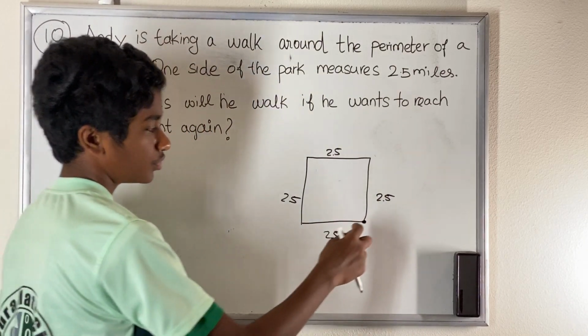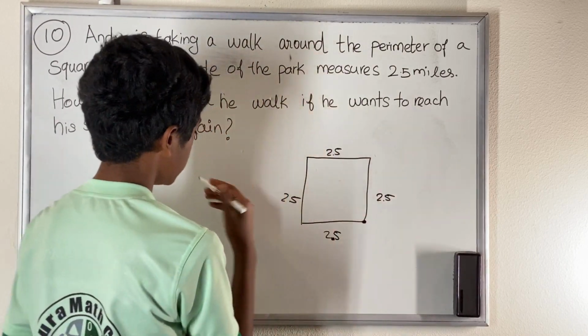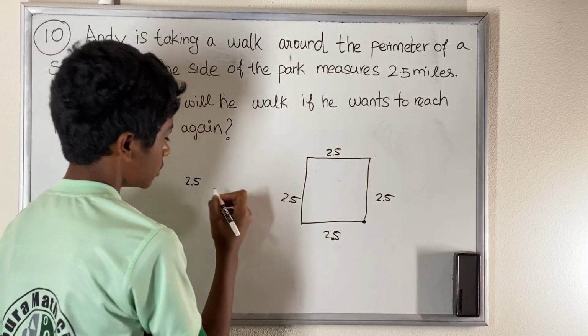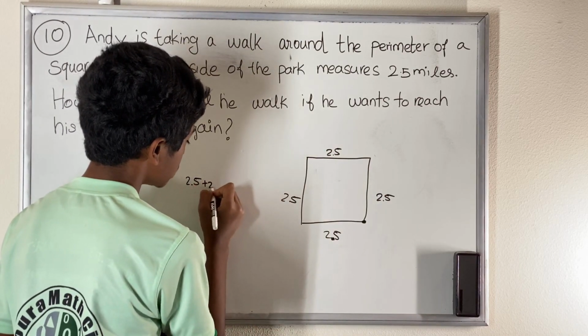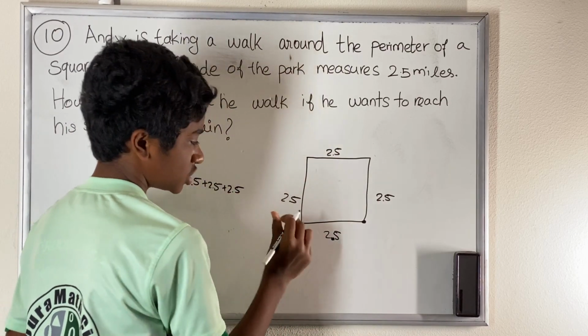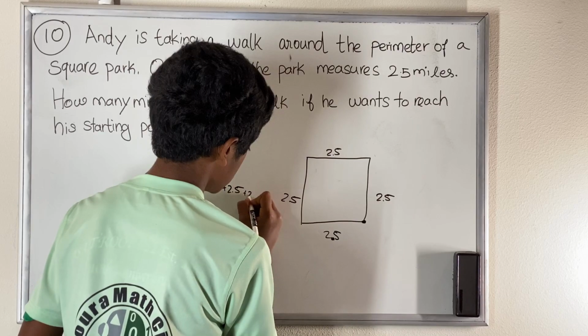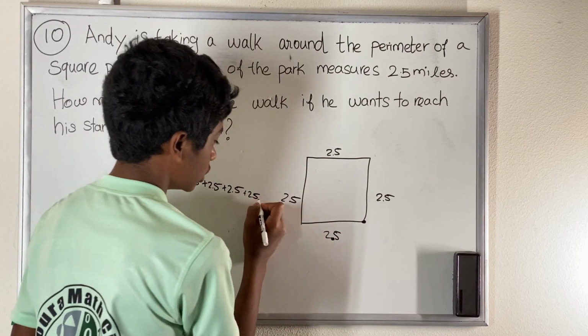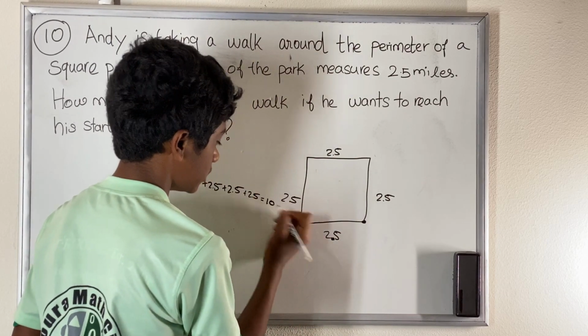So he has to travel 2.5 miles plus another 2.5 miles plus another 2.5 miles plus another 2.5 miles to reach his starting point again. That is equal to 10.